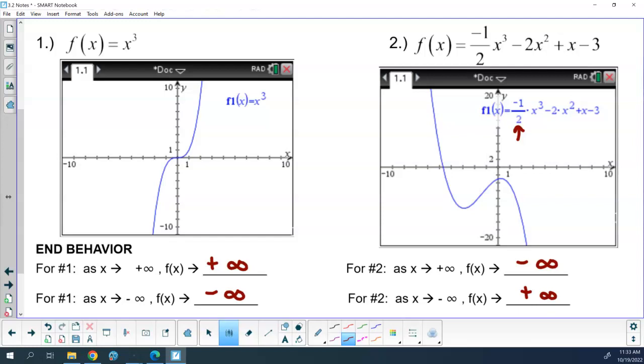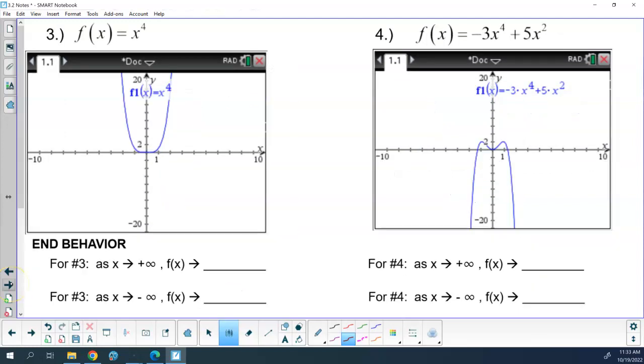Same thing on this next slide. I'll give you a couple of minutes here to copy down the function, picture, and behavior, and you can fill in the end behavior also. So now we have an even degree. As we had said before, the sides should be going in the same direction. On example number 3, the right side is going up, the left side is going up, so they are both going to positive infinity.